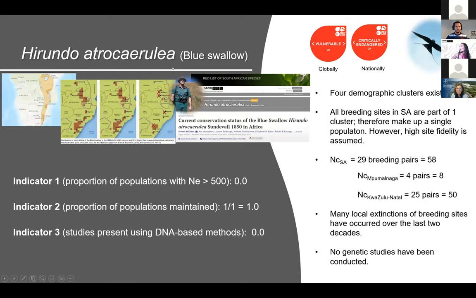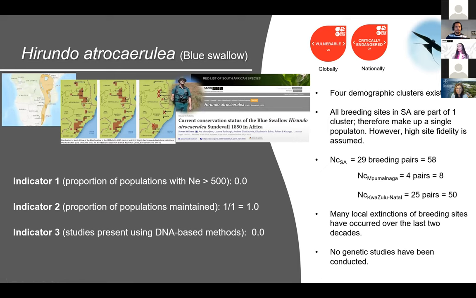My last species to show is the blue swallow, another critically endangered species in South Africa. However, globally, it's considered vulnerable. South Africa is thought to have just one of the clusters, and so it's thought to be just one population. The census size in South Africa is just 29 breeding pairs, and so that leaves us with 58 mature individuals.